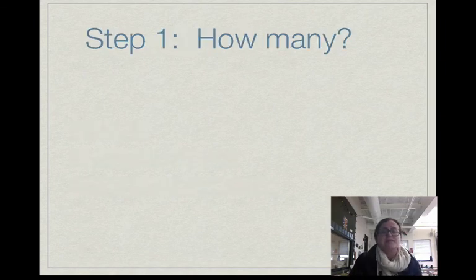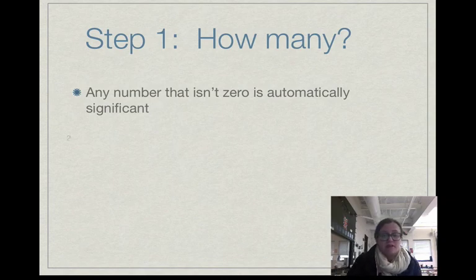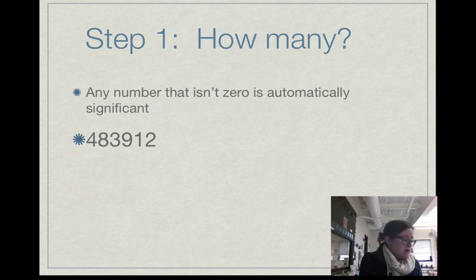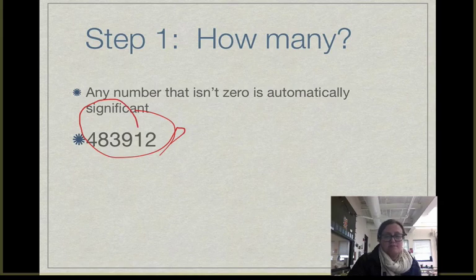And so step one here is being able to count how many significant figures are present in a number or a measurement. So first thing to remember is any number that isn't 0 is automatically significant. So if we take a look here, every single one of those numbers is significant because none of those numbers is 0. So here we have 6, all of them, 6 digits that are significant. So every single one is significant.